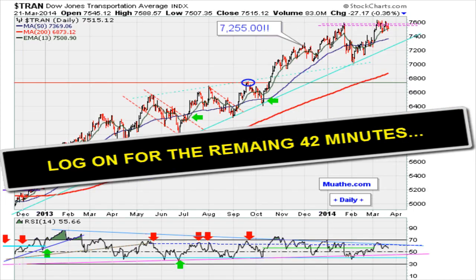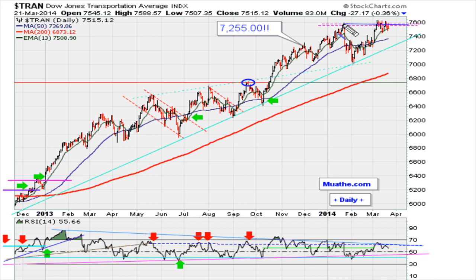Now the Dow Transports on the daily, notice that here this breakout seems to be stalling. We also made a higher high on the daily for the Dow Transports, and yet this line that connects the highs on the daily RSI was rejected a couple of days ago, if not a week or so ago here. So this high has been confirmed with the RSI negative divergence.